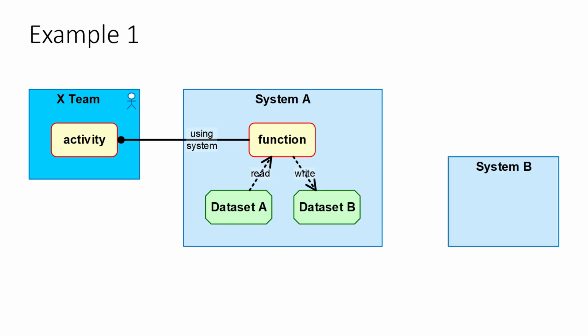Then we have a second system. The data transfer shows how the dataset B information is transferred. The data is copied over to be stored in the other system.